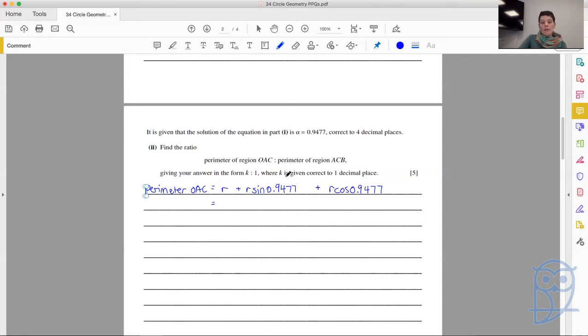So 1 plus sine 0.9477 plus cos 0.9477. When we add those three together, we get 2.3956 times R. Because remember, when we have an R on its own, there's a 1 hiding there. So that's our perimeter for OAC, working to more decimal places than our final answer will be.